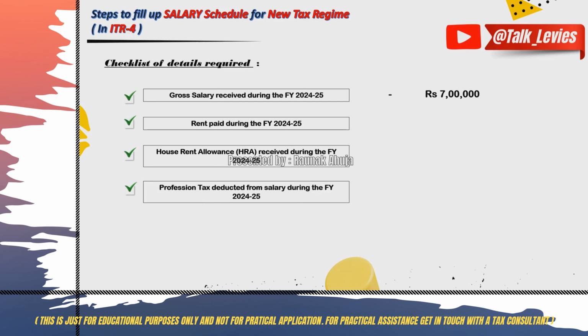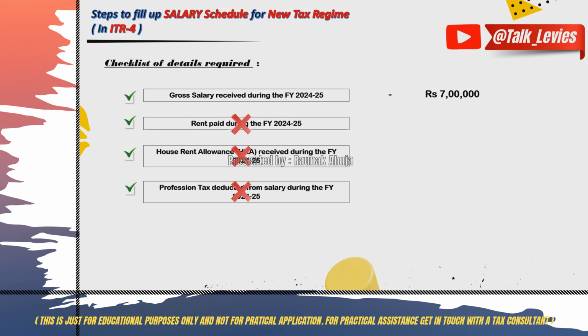However, the taxpayer has selected the new tax regime. Thus, you should note, since the taxpayer has selected the new tax regime, in such cases, the information which relates to rent payment, house rent allowance and the professional tax deducted will be of no use to us, because these deductions are not available in the new tax regime. Thus, the only thing that we need while filing the salary schedule for the new tax regime in ITR-4 would be the gross salary. Other details such as rent, HRA and P-tax deducted will be of no use for us.